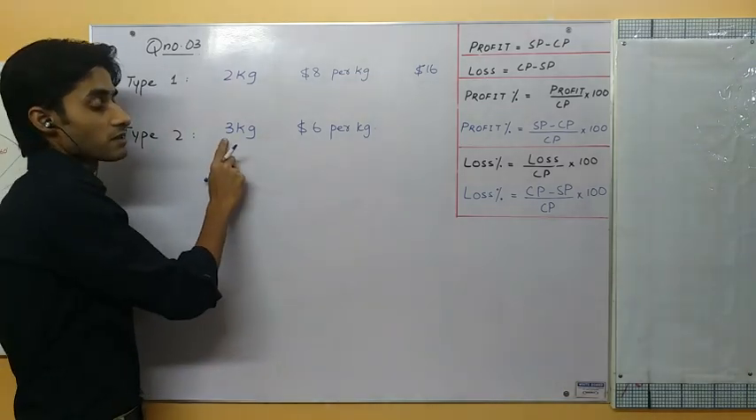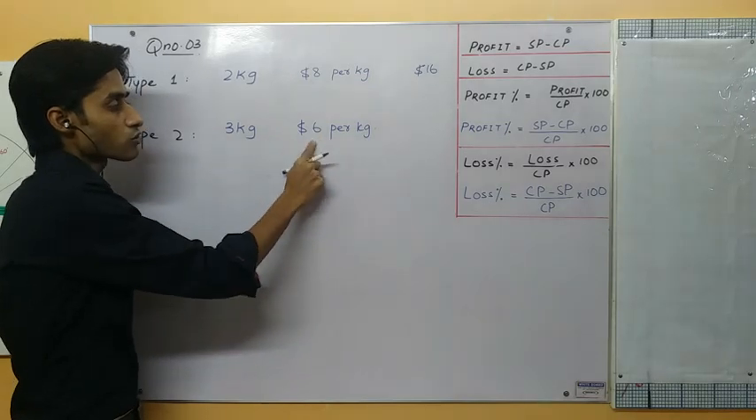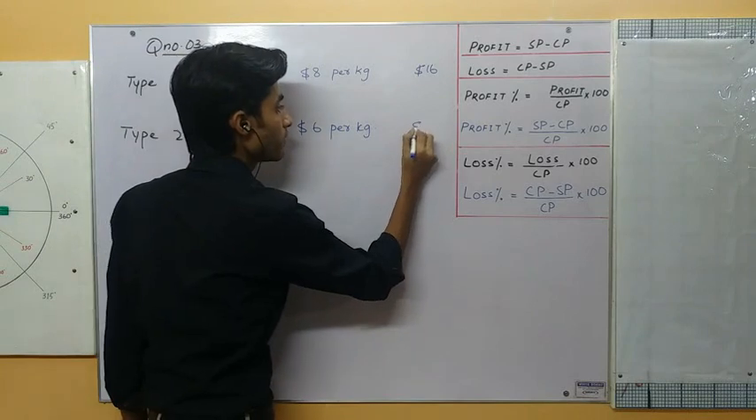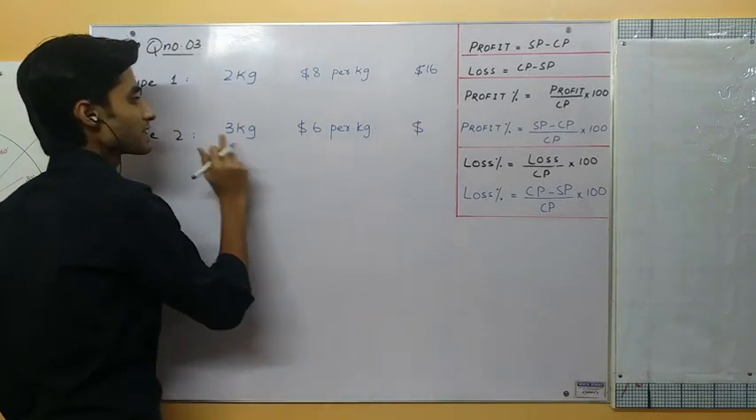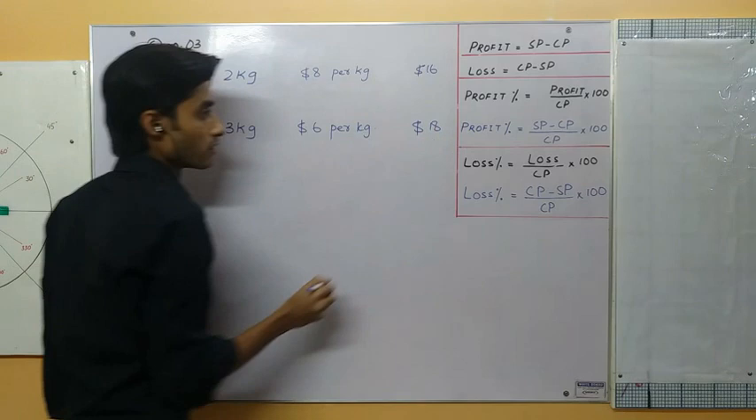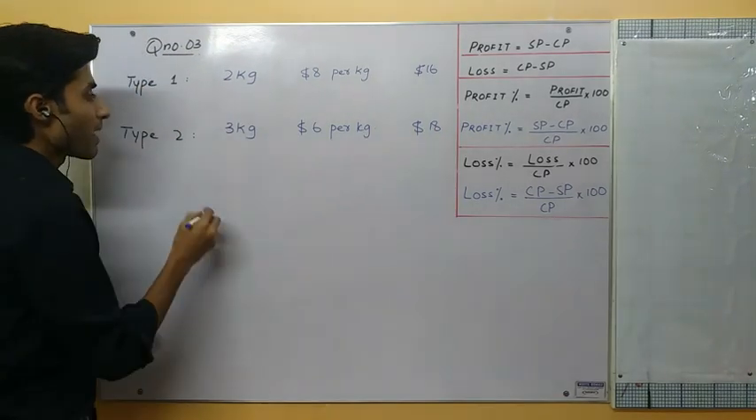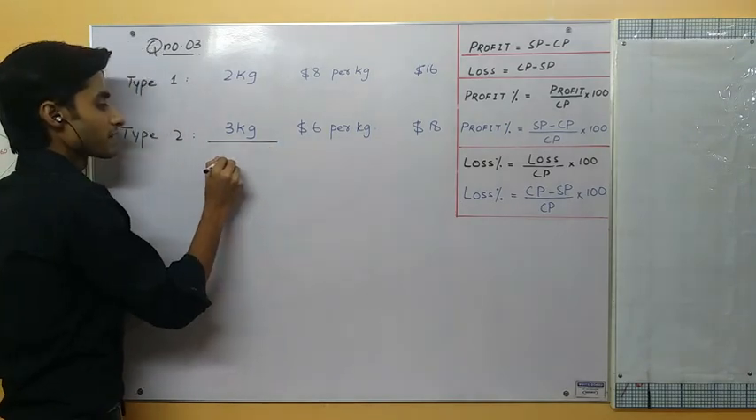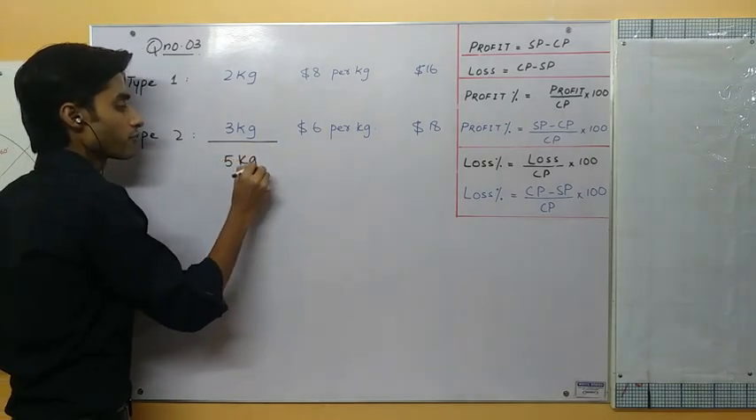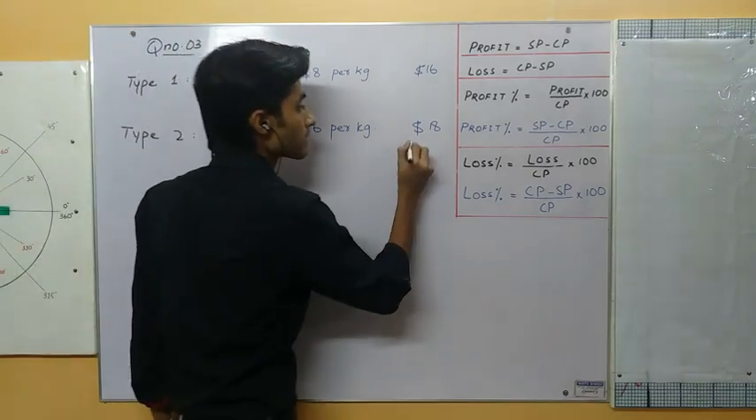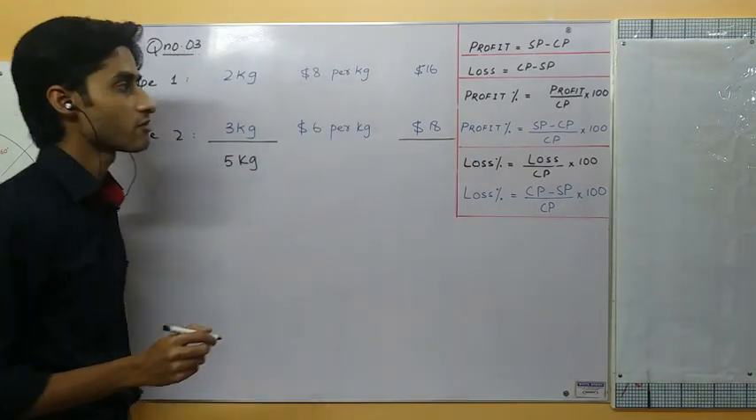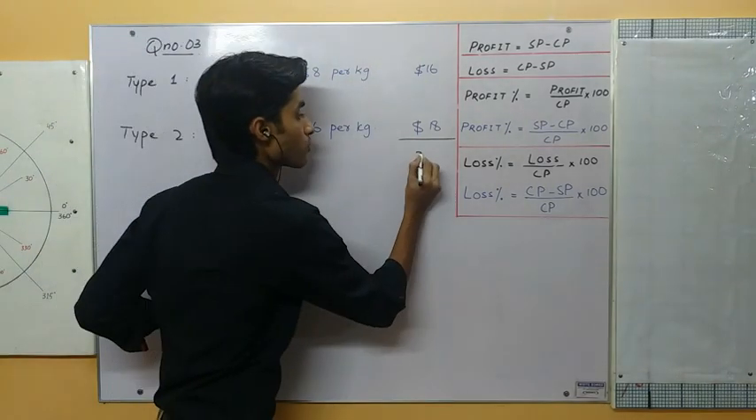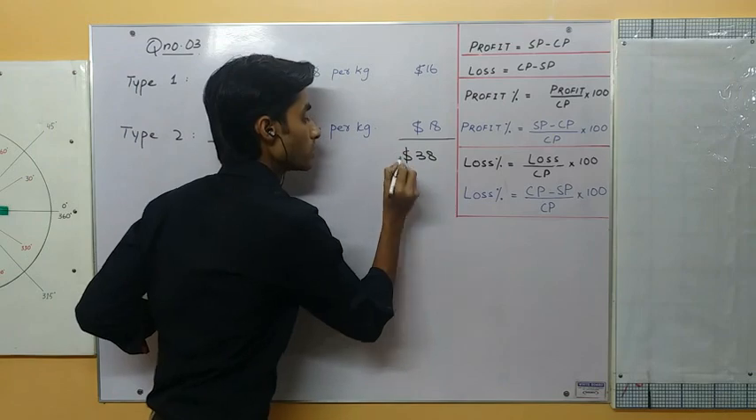Second type of butter that is 3 kg. What is the cost of that butter per kg? It is $6. So what is the total cost of this butter for him? That is 6 multiplied by 3, that is 18. So what is the total amount of butter that he has available? The total amount of butter that he has available is 5 kg. And what is the total amount that he has invested here? It is 16 plus 18. That makes it $34.